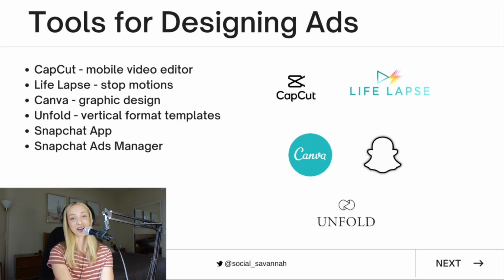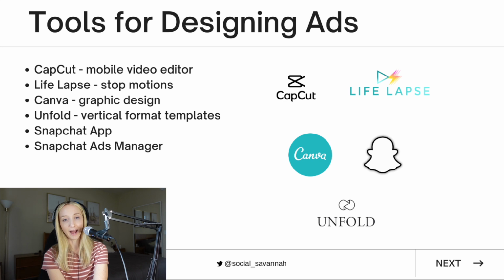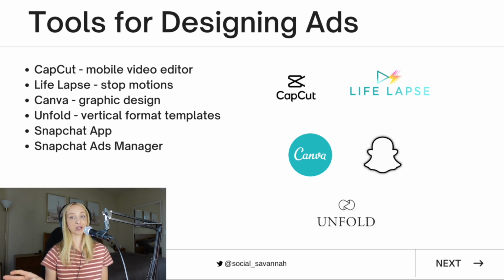Canva, if you haven't been using Canva, you've been missing out. Love, love Canva. Unfold has really great vertical format templates for Snapchat. So if you already want a template that has like the text overlay, even some cute borders, and maybe you're not a designer, that would be a good place to start, is on Unfold. Another thing is on the Snapchat app. So if you are filming a video on the Snapchat app and you add text on it, just as if you were sending it to a friend, you can save that video and then upload it to Snapchat Ads Manager.